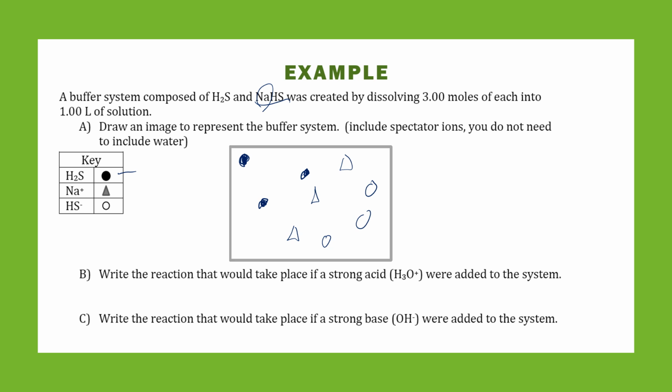Now it says, write the reaction that would take place if a strong acid were added to the system. A strong acid, H3O plus, is added to the system. It's going to react with the part of the buffer system that is the base, so it will be the HS negative. And it would form water and H2S.